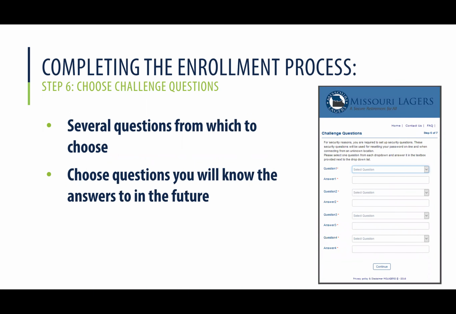Step 6, you are going to choose some challenge questions. So we require 4, and when you click in the box, there's a drop down and there's several different questions that you can pick from. My suggestion would be to pick a question that the answer can really never change. Your favorite restaurant, mine changes from time to time. And so, if I enrolled 2 years ago, my favorite restaurant today may be something different.